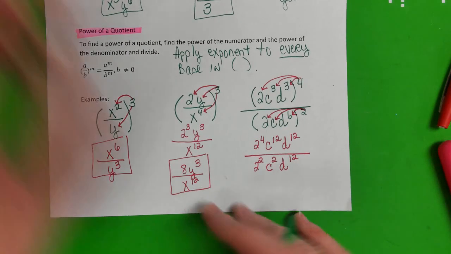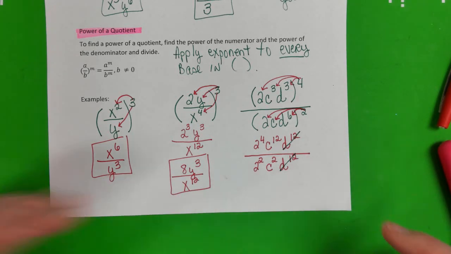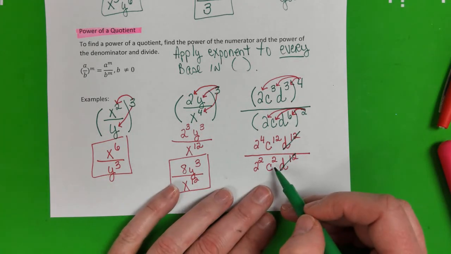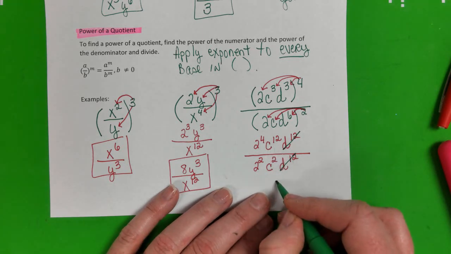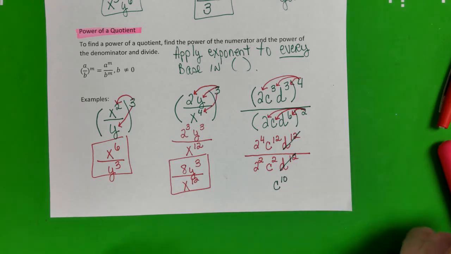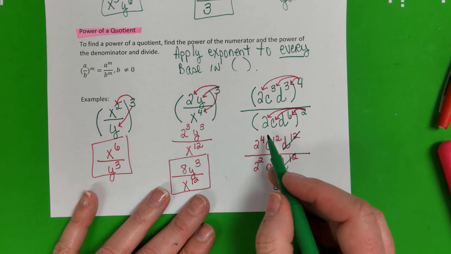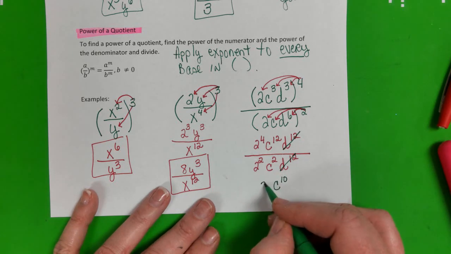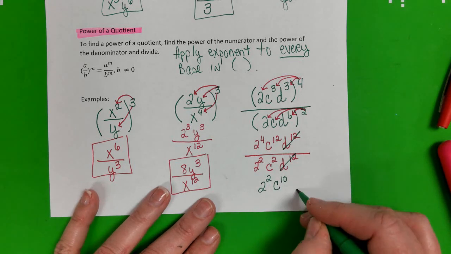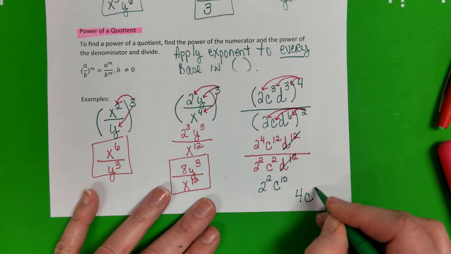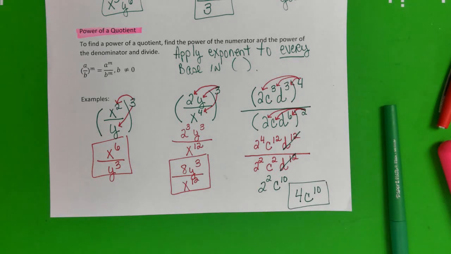Okay, now, is there anything more I can simplify? Let's look at it. So first off, d to the 12th over d to the 12th, that's 0. That cancels out. Okay, what about my c's? c to the 12th over c squared. 12 minus 2 is 10. And I can still do the same thing. This is a number base, but it's the same base. So 4 minus 2 is 2. And so that just makes it a little bit easier. And now 2 squared is 4. And we get 4c to the 10th power. Okay, it's going to take some practice.